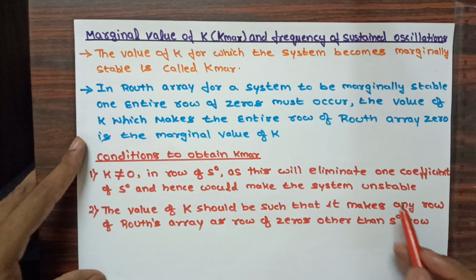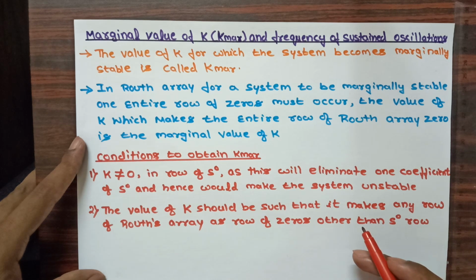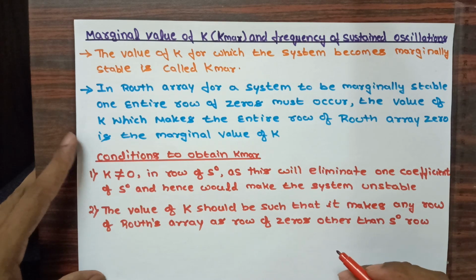As I said in the first condition, if I take the s to the power 0 row as 0, then the system becomes unstable. So to avoid that, for the rows other than s to the power 0, we have to take a value of K in such a way that it can make that entire row 0. Let us understand this marginal value of K concept with an example.